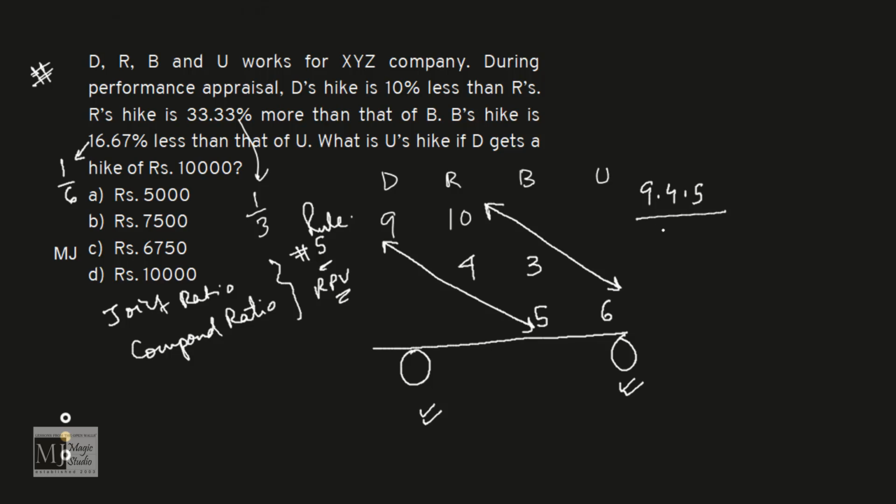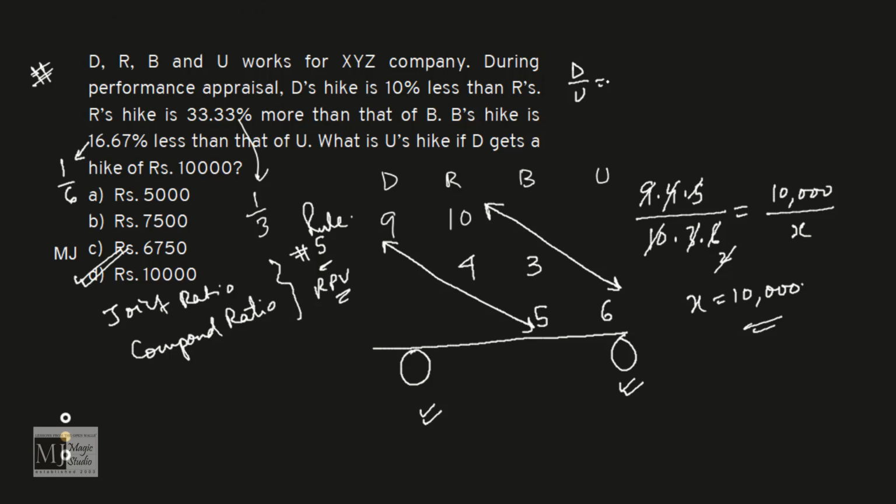So D is 945 and U is 1036. So what is the ratio? Now D's hike is 10,000. I can equate this with 10,000, and let's find the hike for U. 3 times 3, 3, 2... 5, 4 is 20, and this is 20 again. This ratio is actually 1:1. X is equal to 10,000 again. So what is U's hike? That is equal to D's hike, rupees 10,000.